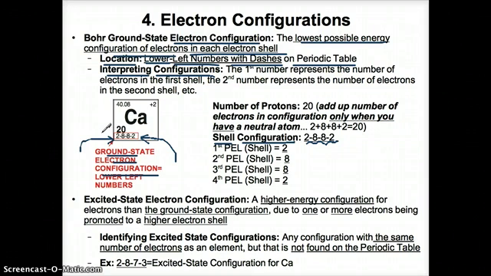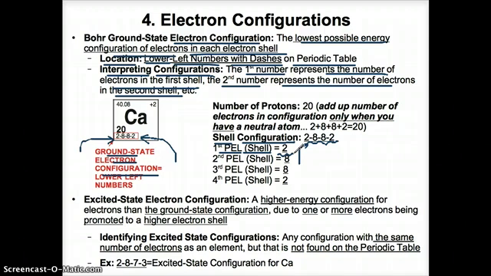Well, we have to read the numbers from left to right. The first number reading from left to right in this configuration represents the number of electrons in the first shell. The second number represents the number of electrons in the second shell, and so on and so forth. So for a neutral calcium atom, since the first number is 2, we know that there are 2 electrons in the first principal energy level or electron shell of a calcium atom.